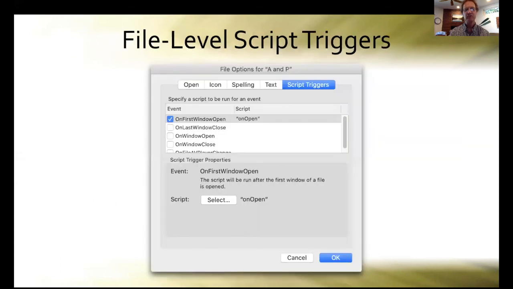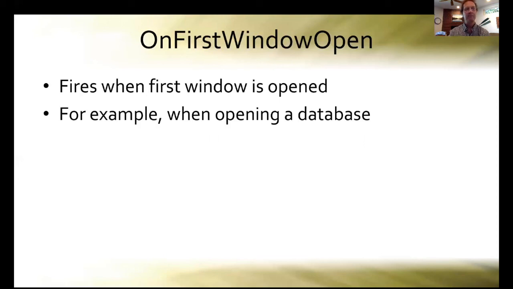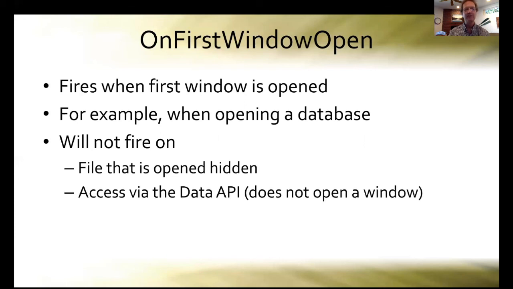Next, the file level script triggers. These are the easiest ones, the first ones ever, really. Things like on first window open, which fires when the first window is opened, like when you open a database. It will not fire on opening a file that's hidden, or a file that's opened in a hidden state. It will also not fire for people who access your FileMaker database via the data API, because when you access the data API, it does not open a window. Therefore, on first window open is never encountered. And this is a post-event script trigger.